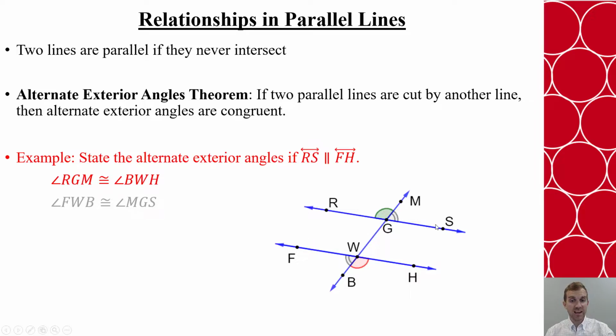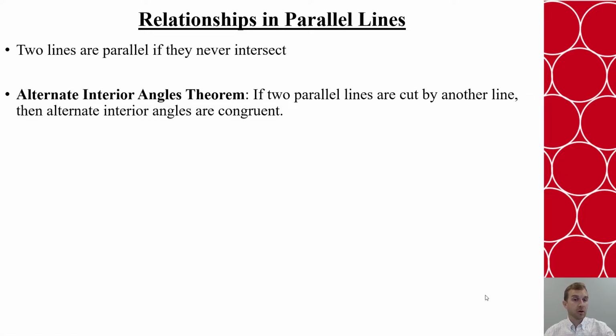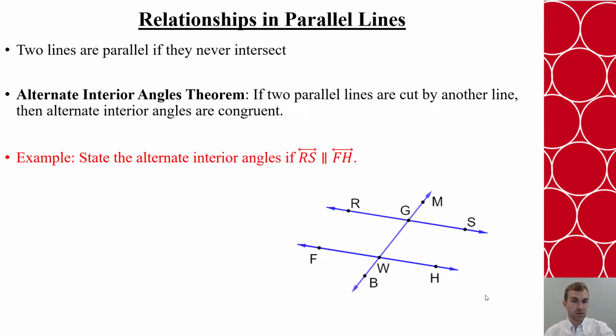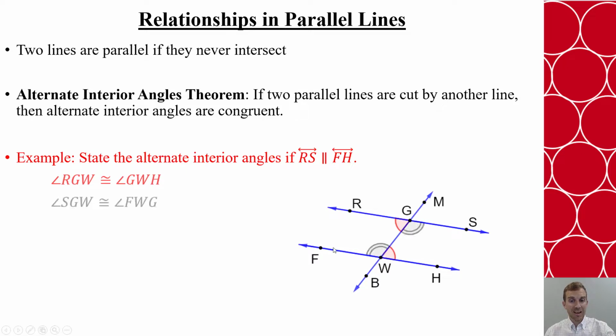They're alternate exterior angles. Now, just like we can have alternate exterior angles, we can have alternate interior angles being congruent if the lines are parallel. Only if the lines are parallel do we know this to be true. So if we look at the same image, we would have that RGW is congruent to GWH, and FWG would be congruent to SGW, and those would be our alternate interior angles.